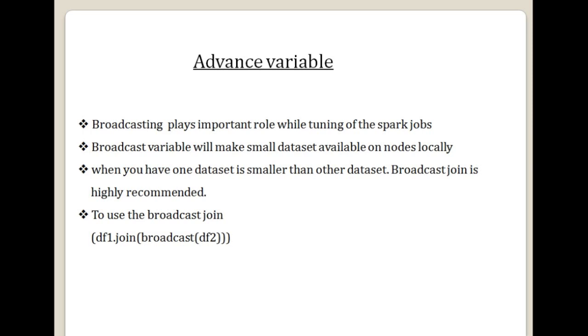Suppose you have a situation where one data set is very small and another data set is quite huge, and you want to perform a join operation between these two. In that case, we should go for the broadcast join so that this small data set can fit into your broadcast variable. Here is the syntax to use the broadcast variable: df1.join(broadcast(df2)). Here the second data frame is very small and we are keeping this data frame as a broadcast variable.